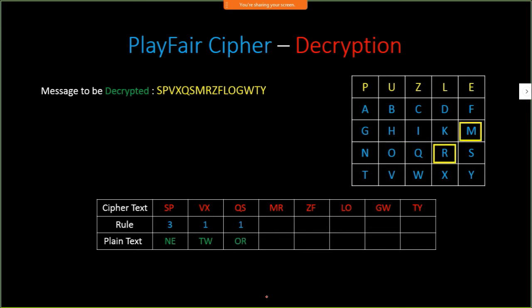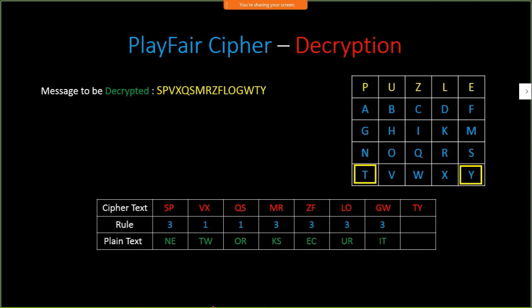After that MR. MR, create an imaginary rectangle. M is replaced by K and R is replaced by S. So it is KS. After that ZF. ZF, create an imaginary rectangle. It is rule number 3 and the result is E and C. Z is replaced by E and F is replaced by C. Then the ciphertext is LO. L is replaced by U and O is replaced by R. It is U and R. And GW: G is replaced by I and W is replaced by T. It is IT.